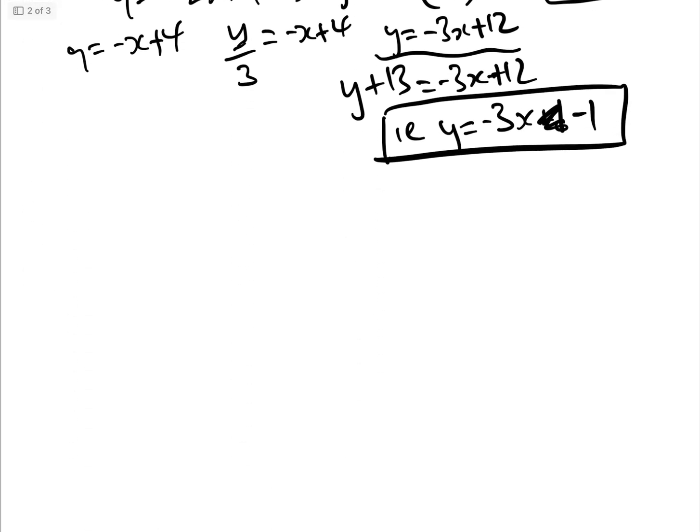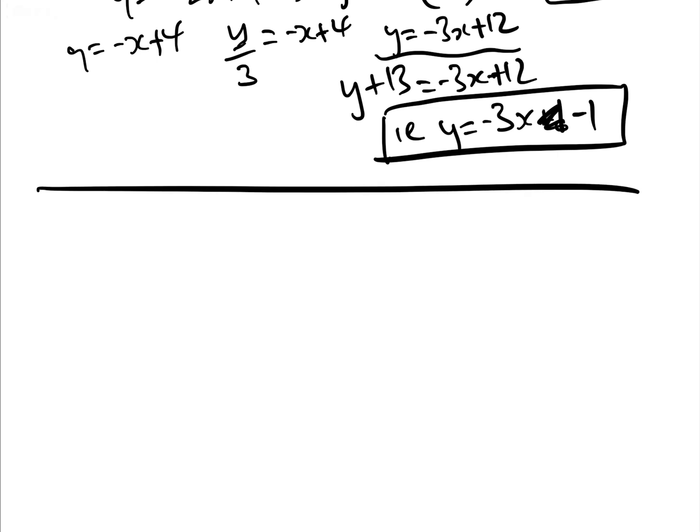Now we can also do it another way. So let's have a look. Method 2. We're going to start with y equals 2x add 4, just to show you there are an infinite number of ways. And remember, we want to get to y equals minus 3x minus 1. We're not going to do the graph this time. We're going to do it quicker.